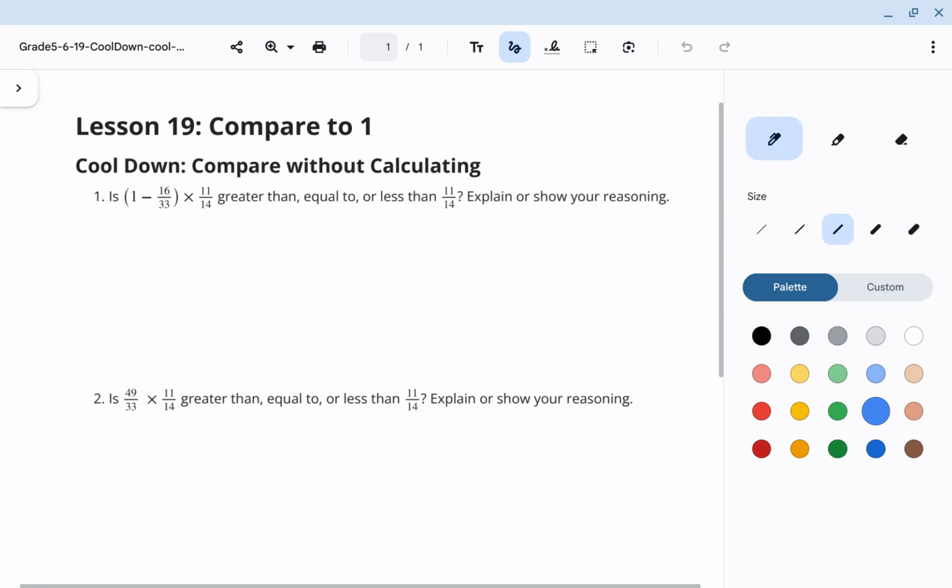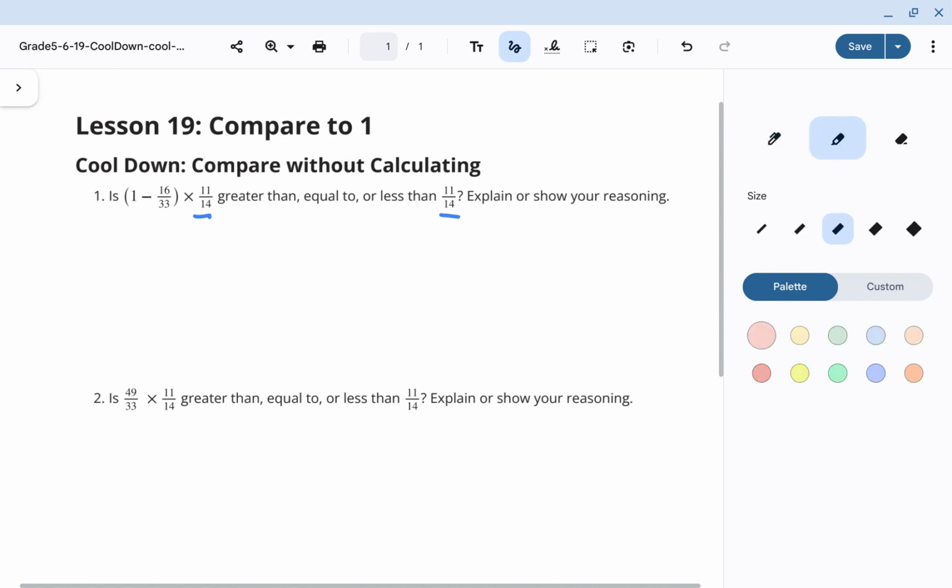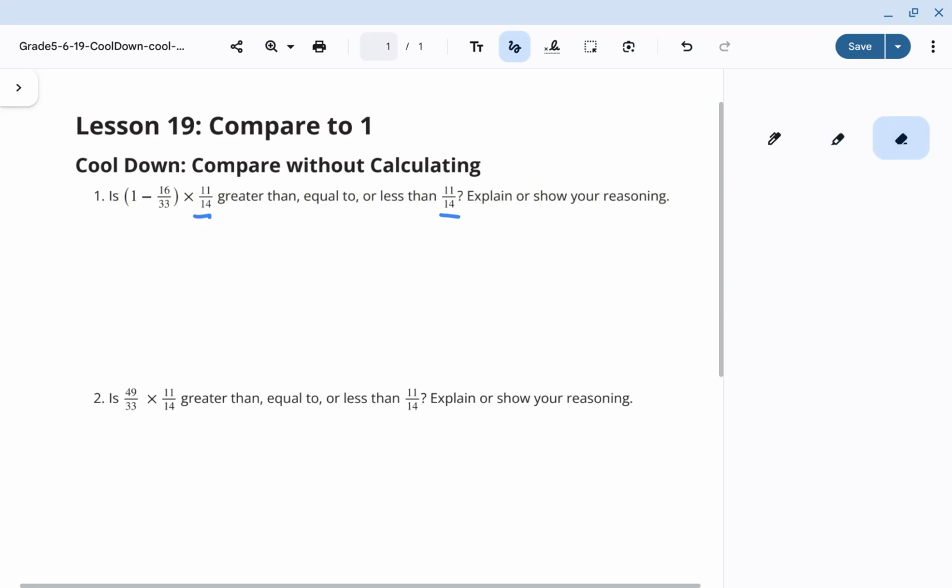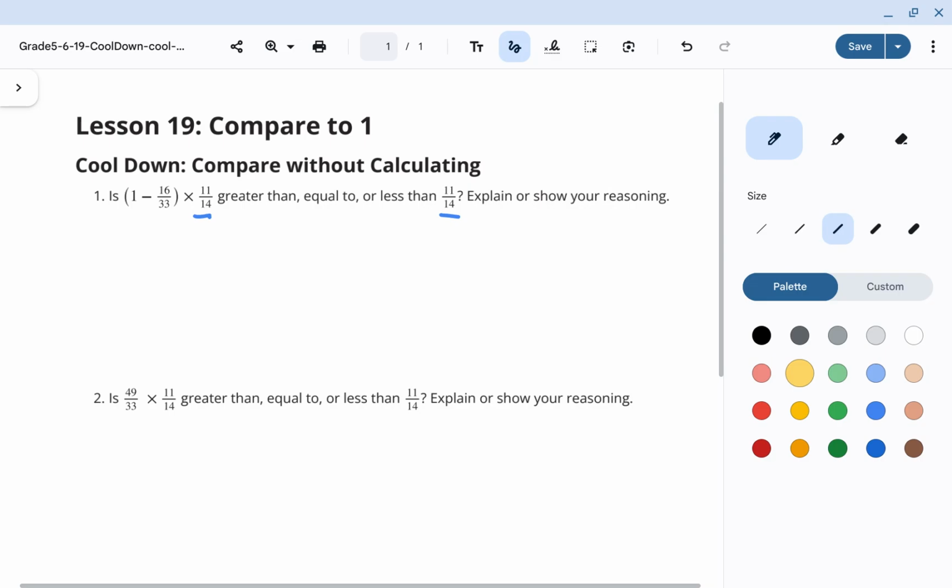First of all, what we need to notice is that we have really this 11/14, which of course is what we're comparing and saying whether it's going to be greater than that, less than that, or equal to that. Our other idea that we're looking at here is that we are not multiplying by 1. Instead, notice what's happening. We are multiplying by 1 minus 16/33. So we are going to have something that is less than 1, and that is what is going to be multiplied by 11/14. That's the key to understanding this.